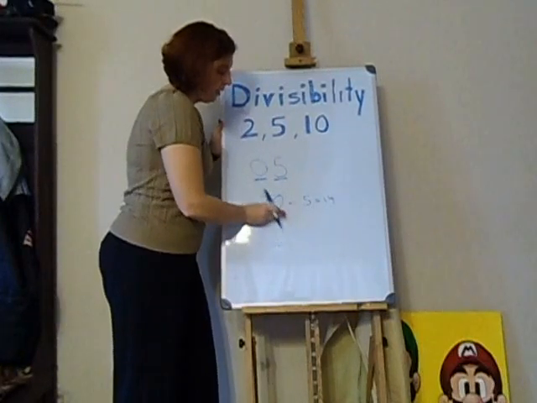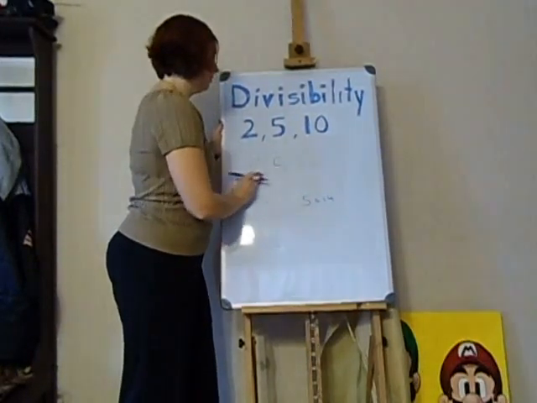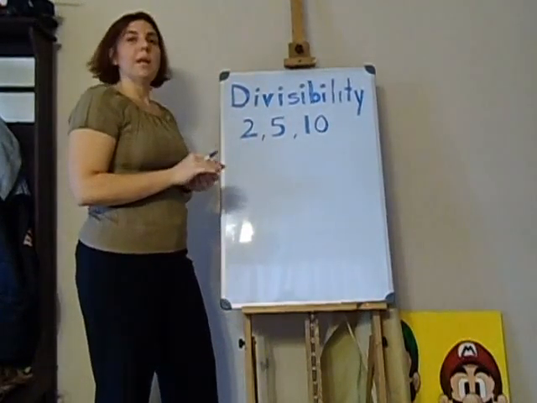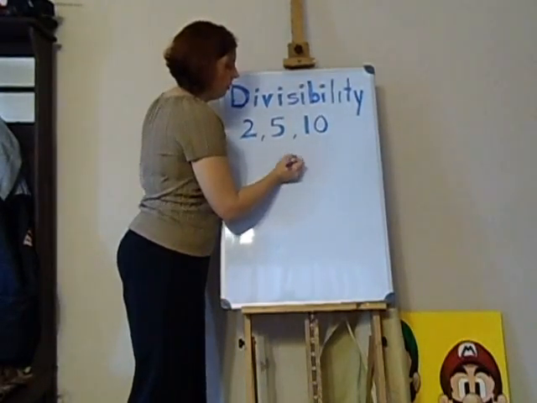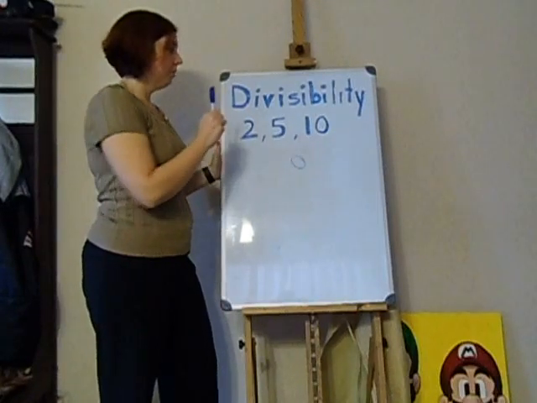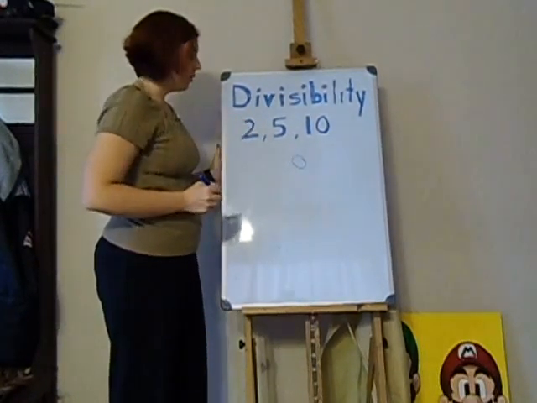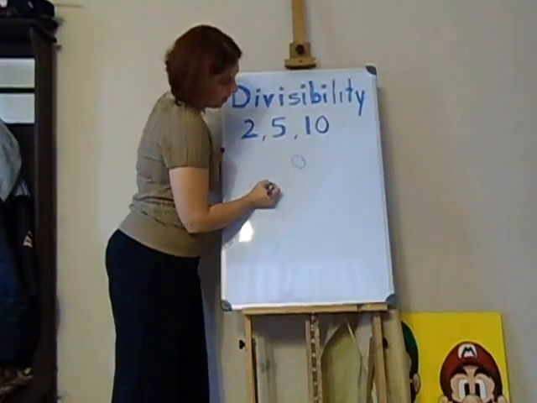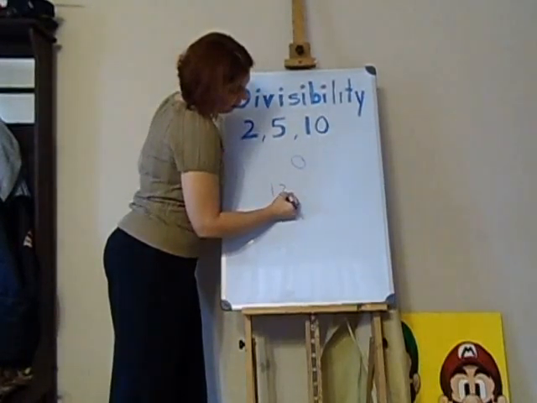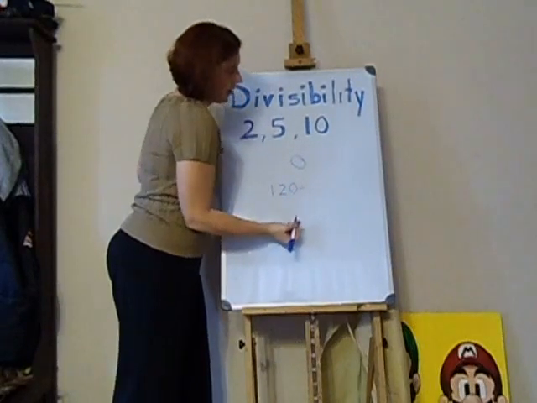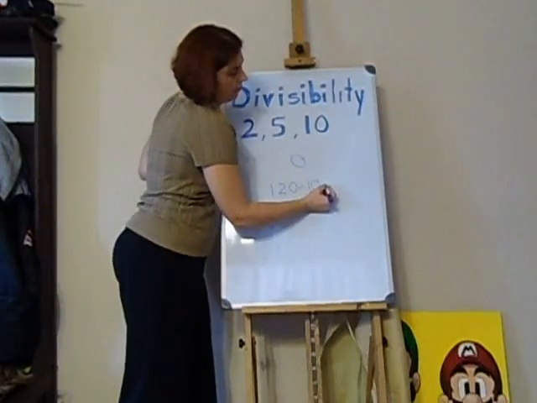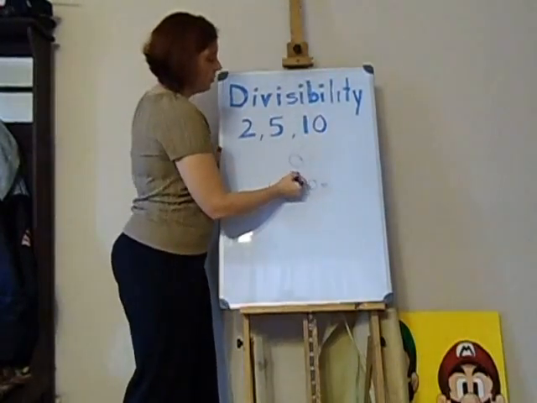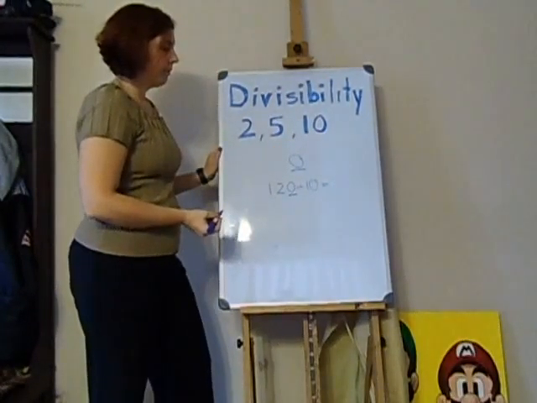Let's check out the number 10. Any number that ends in a 0 is divisible by 10. Let's go ahead and check that out too. Let's go with the number 120. 120 divided by 10 equals. It ends in a 0, so it should be divisible by 10.